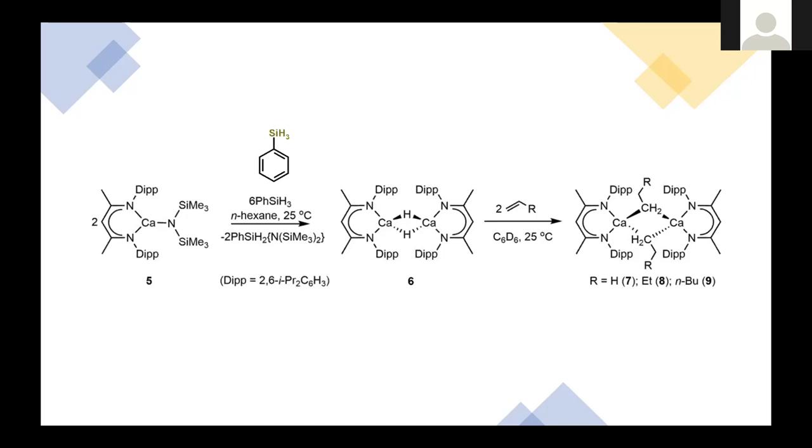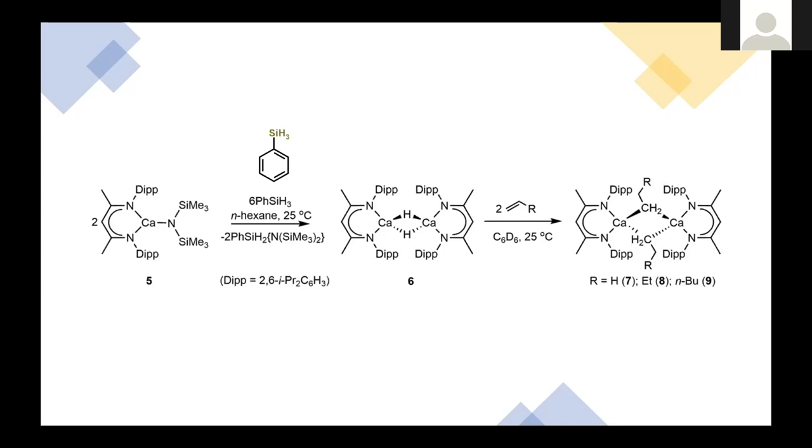So in the past, all the calcium sigma alkyls that they were able to synthesize needed to react with a bulky and kinetically stabilized alkyl chain, like a tetra... stabilized. I can't think of the word. A lot of kinetic stabilization going on there.